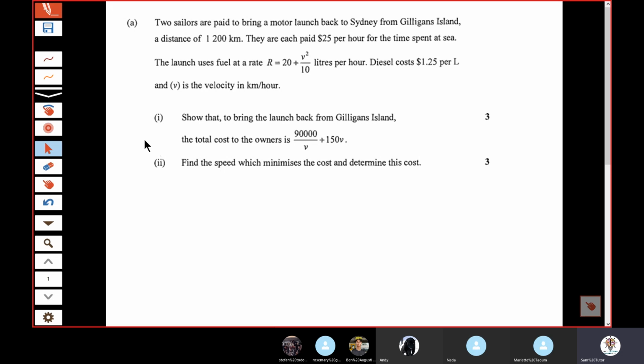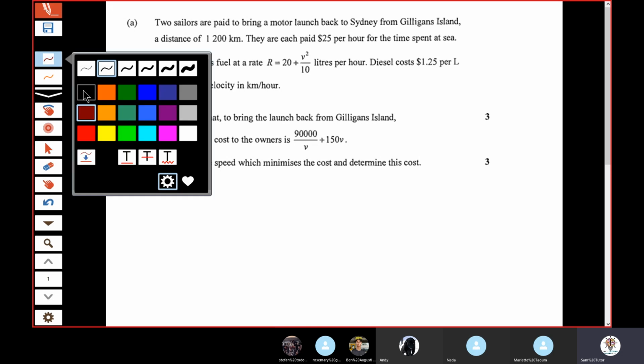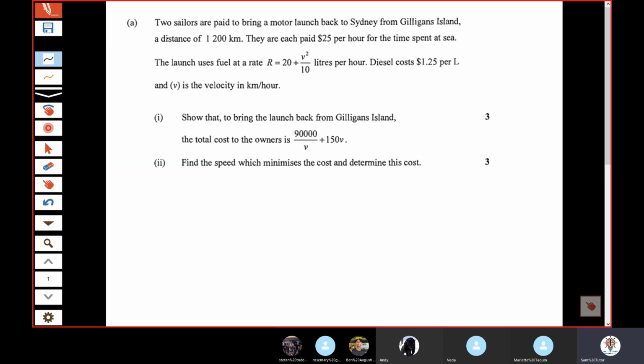Two sailors are paid to bring a motor launch back to Sydney from Gilligan's Island, a distance of 1200. Before we start, we know we're going to use this, so let's quickly draw it up. Speed equals distance over time. So the distance is 1200.